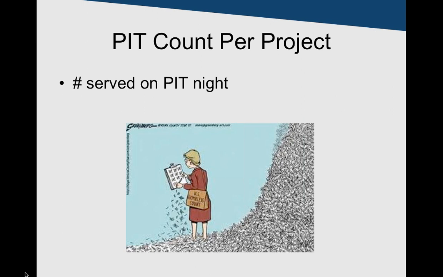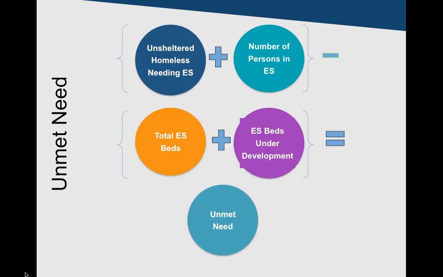Each project also needs to enumerate the number of people that they served the night of the PIT count and include that number on the HIC. So this is where we're getting into that difference between the PIT and the HIC count numbers. Permanent supportive housing projects are going to include their PIT count number on the housing inventory count, but it doesn't get included as part of the point-in-time count number that we utilize either for state, federal, or even hopefully your local level.